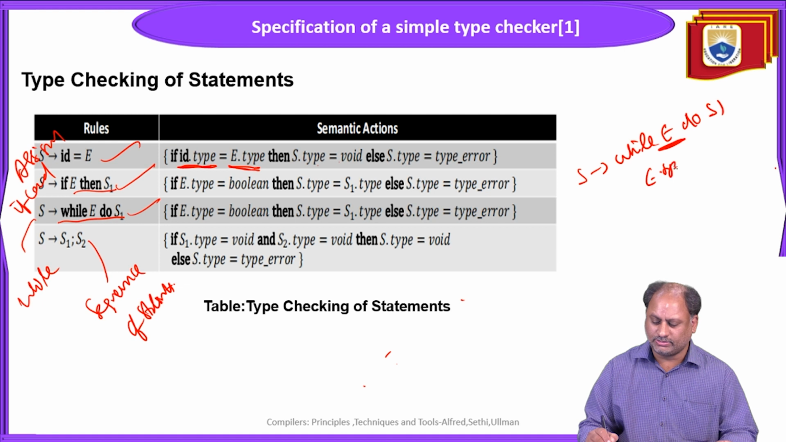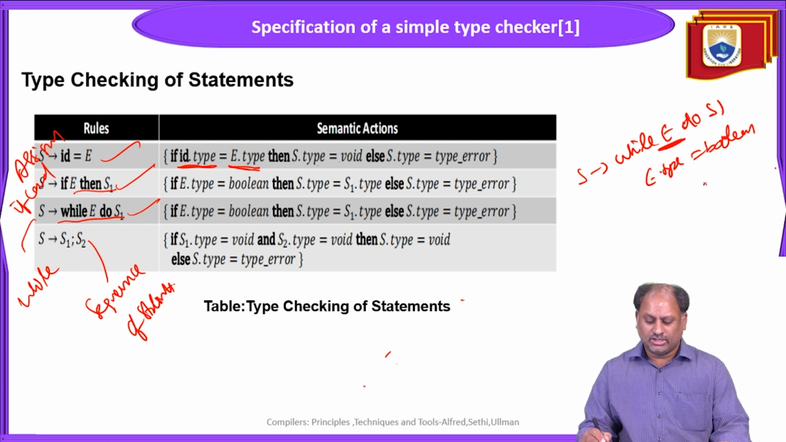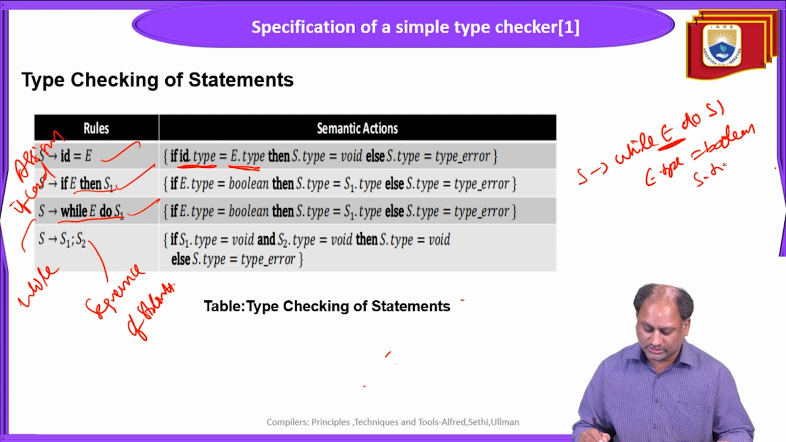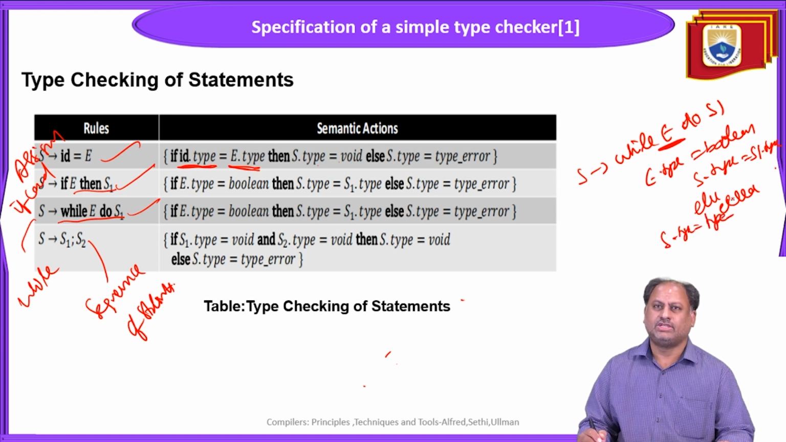So E dot type, the expression type, evaluates, and then this returns either true or false. That means continuation of the loop takes place, boolean. Then the step, that is S1, S1 dot type, both types are equivalent. Other types, it returns error. Otherwise, it returns error. That means S dot type returns what? S dot type returns type_error.